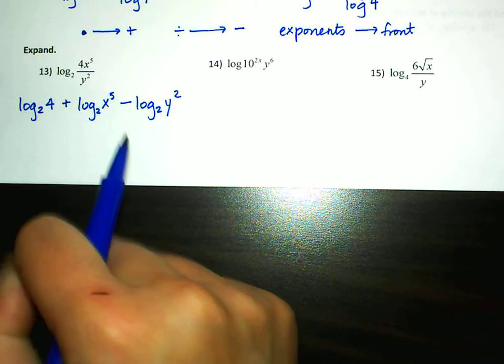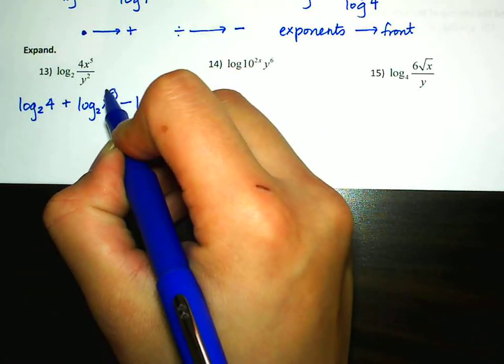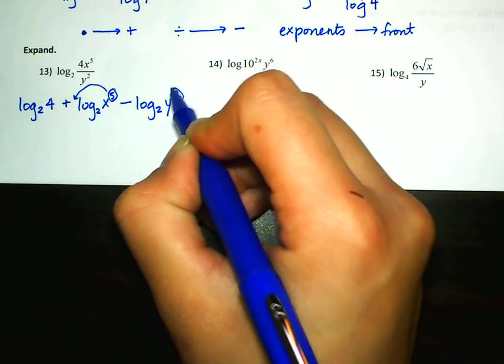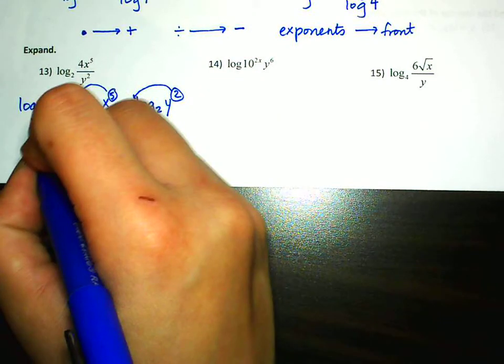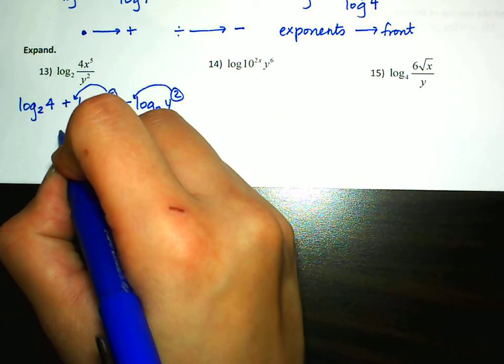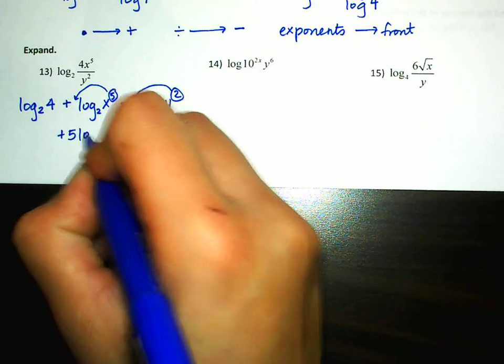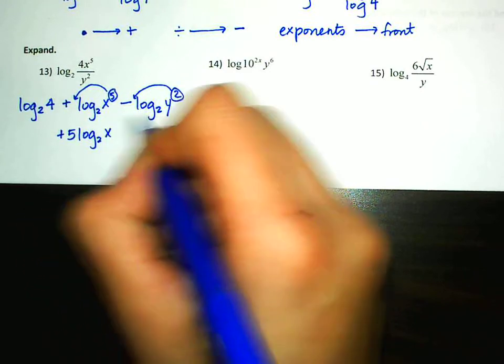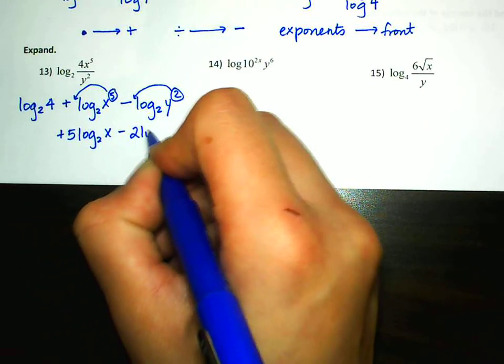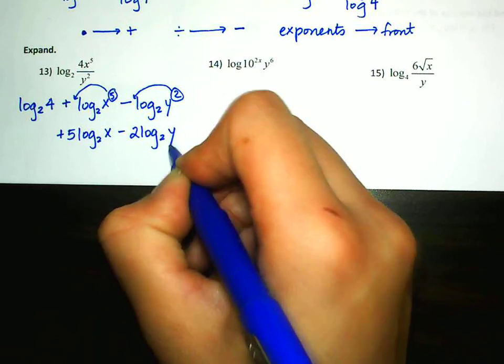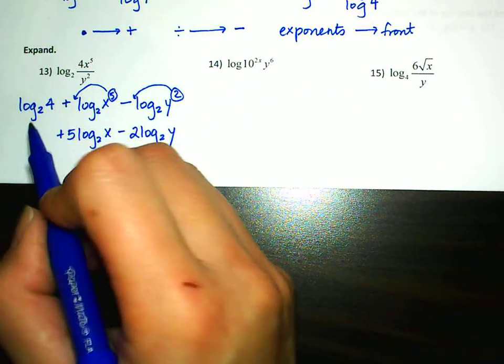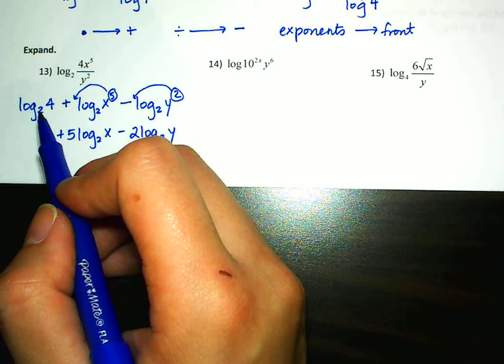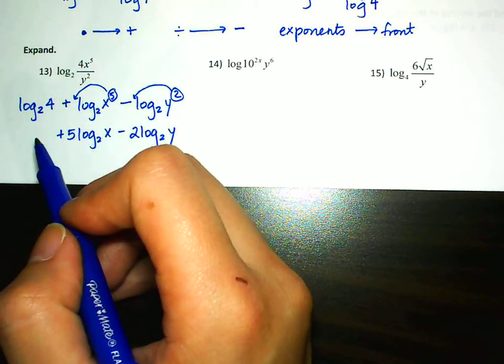Alright, what I see though are exponents, so we got to make sure that we move the 5 in front and the 2 in front of the corresponding log. Okay, so I'm going to have plus 5 log base 2 of x minus 2 log base 2 of y. And the reason why I haven't done this is because if I can think of what this is equal to, I'm going to actually write it out.